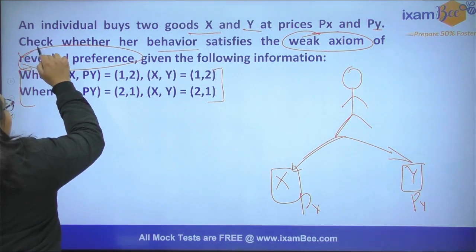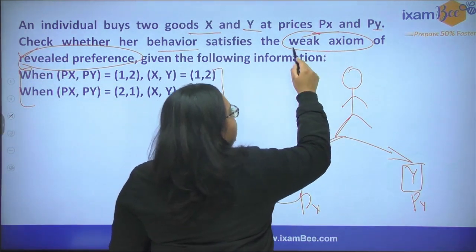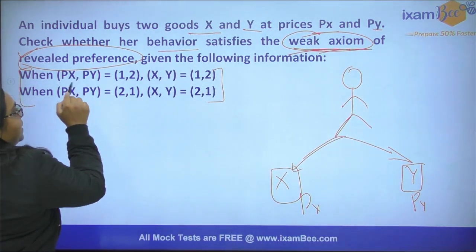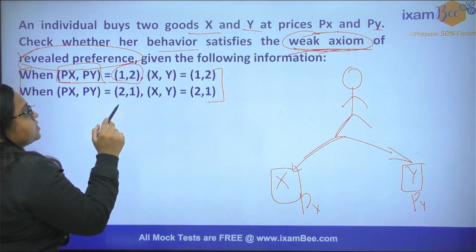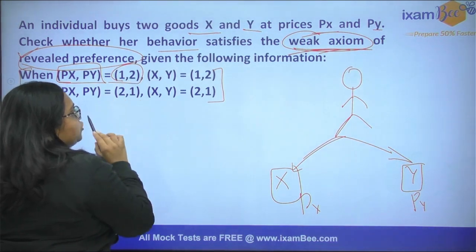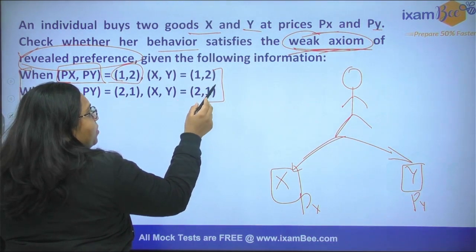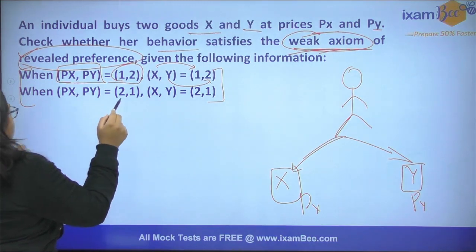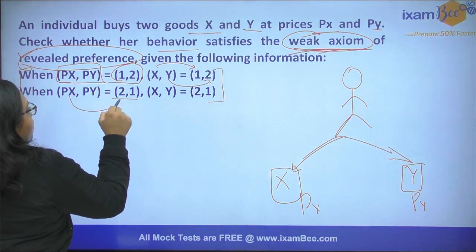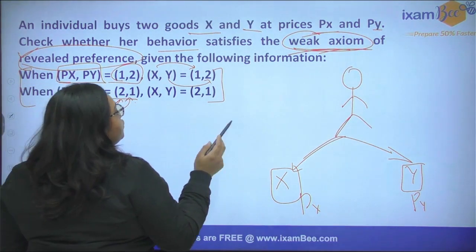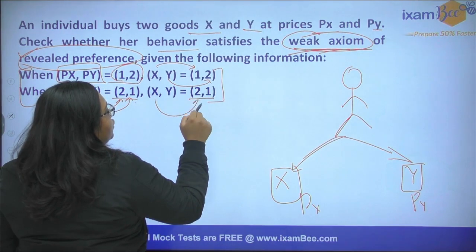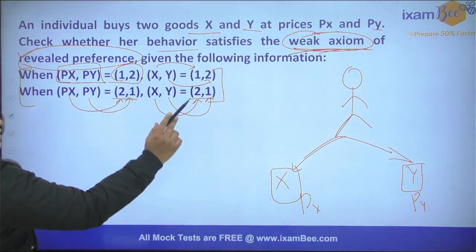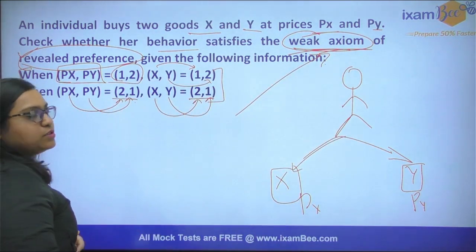To look at this, we'll understand what we mean by revealed preference and what the weak axiom of revealed preference is. So what are the conditions given to you in this question? At prices Px, Py equal to 1, 2, that means when the price of X is 1 and the price of Y is 2, the consumer chooses to purchase the bundle 1, 2, that is 1 unit of X and 2 units of Y. And when the prices are 2, 1, that means the price of X is 2 and the price of Y is 1, then he chooses to purchase the bundle 2, 1, that means 2 units of X and 1 unit of Y. So let's look at whether this behavior satisfies the weak axiom of revealed preference or not.